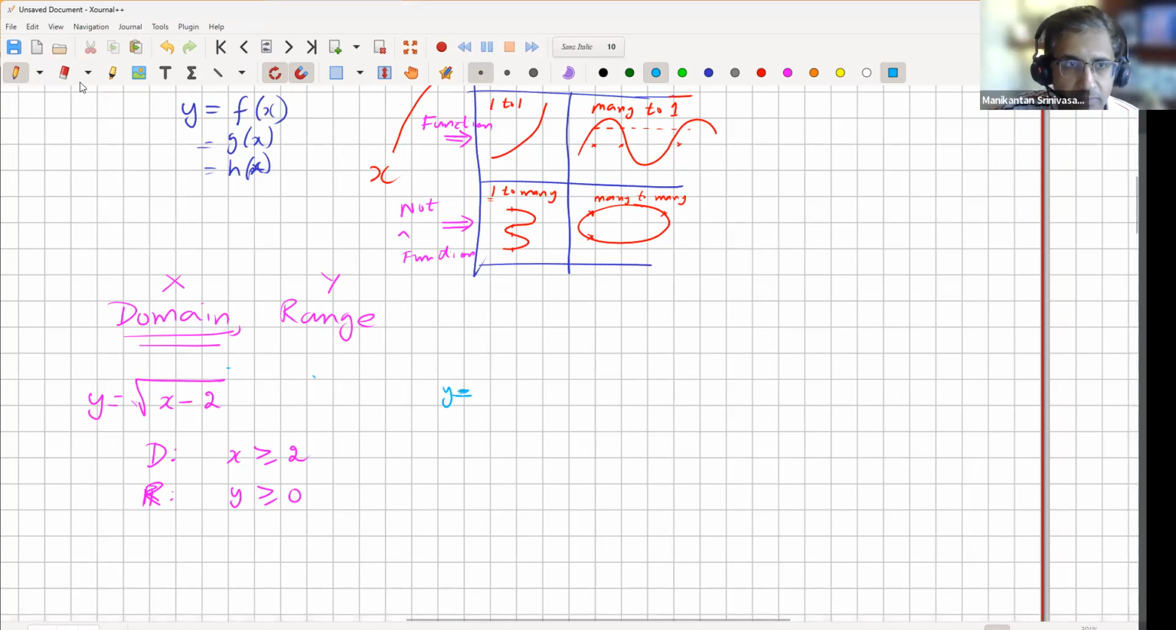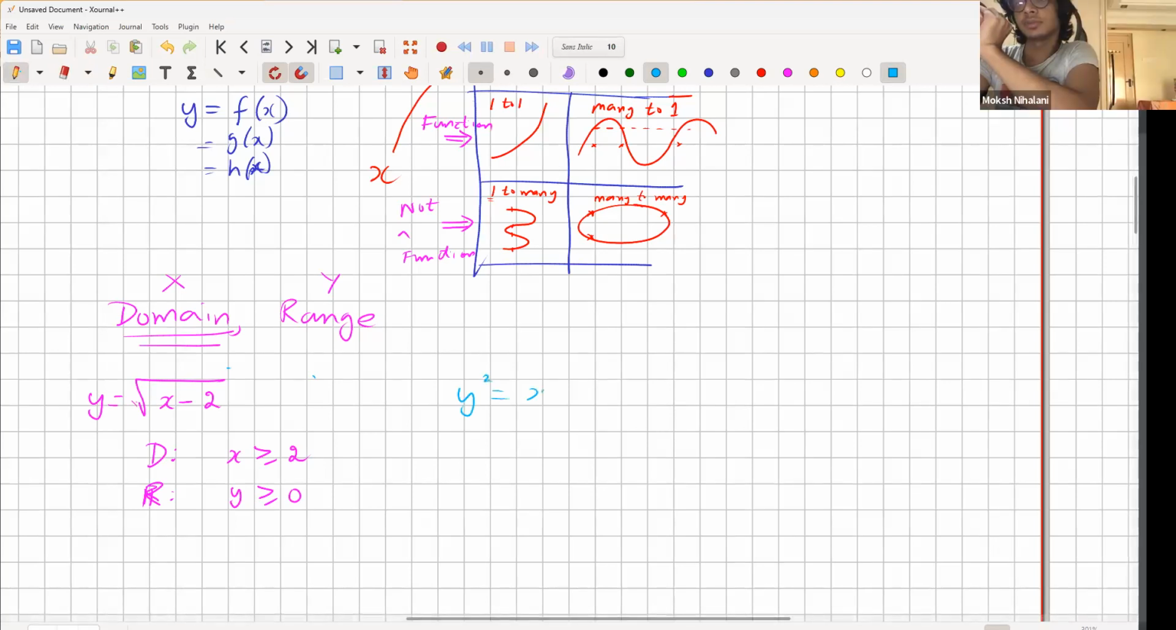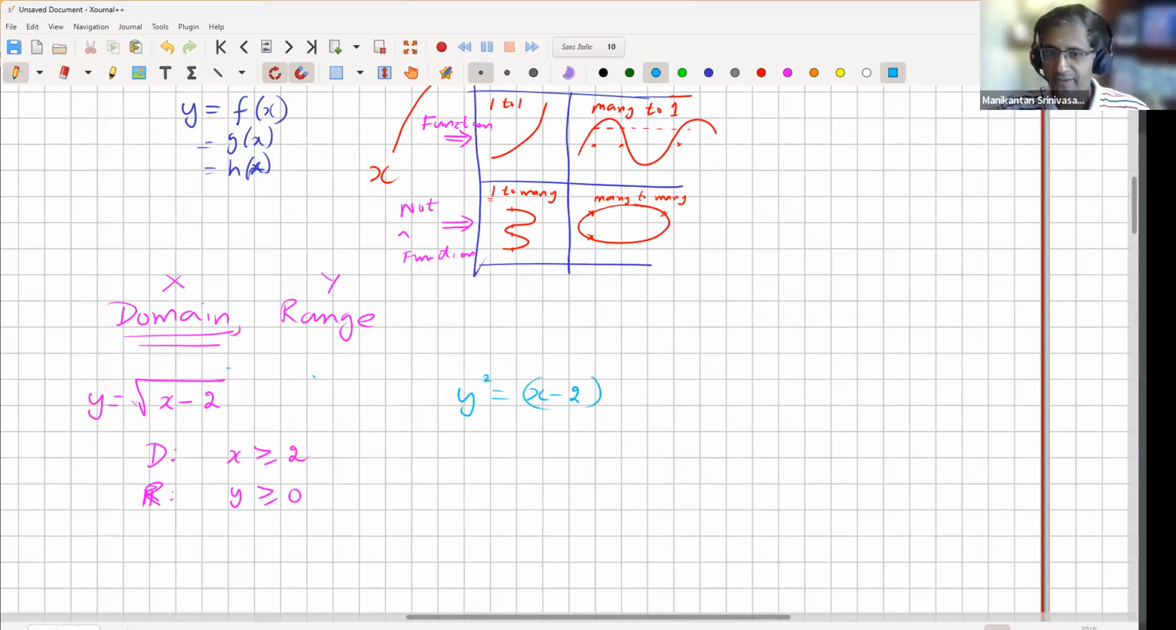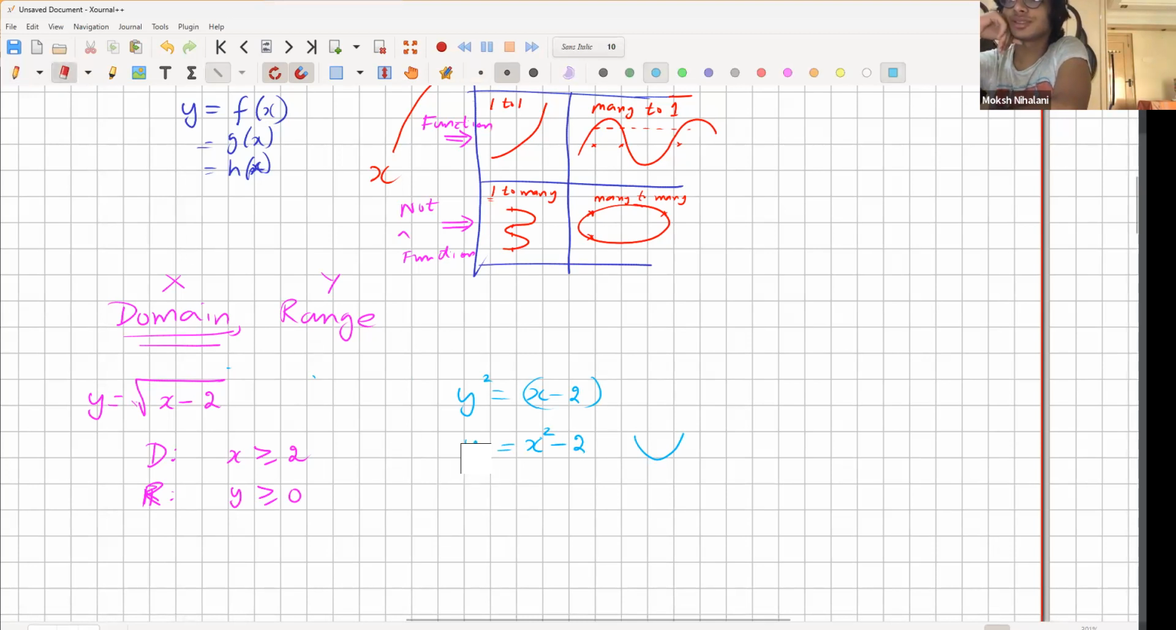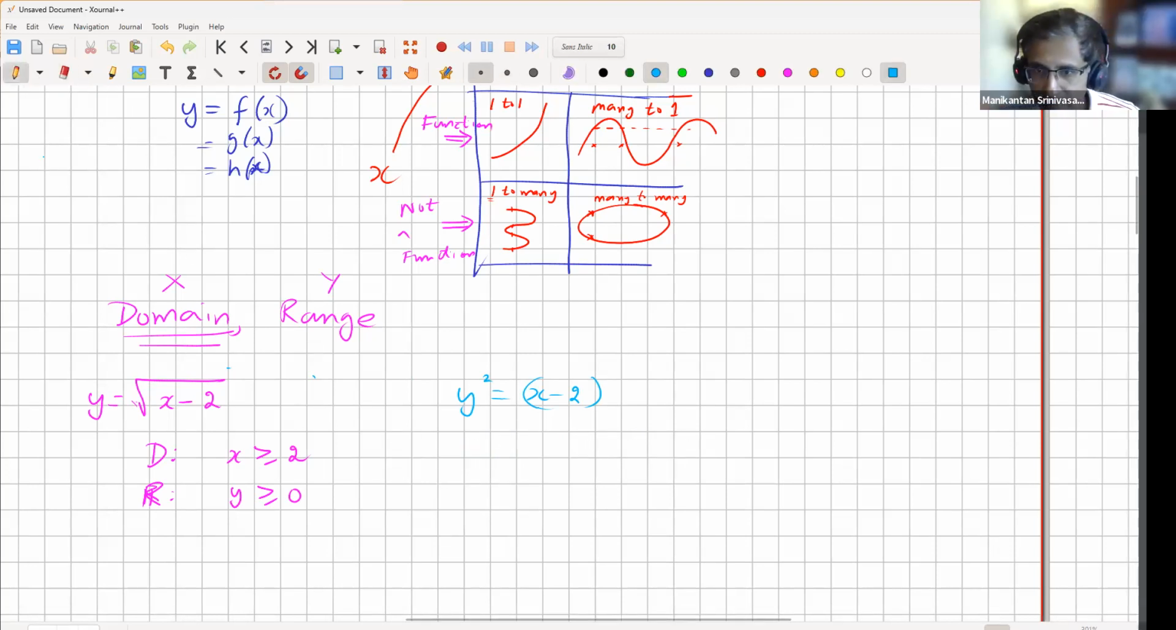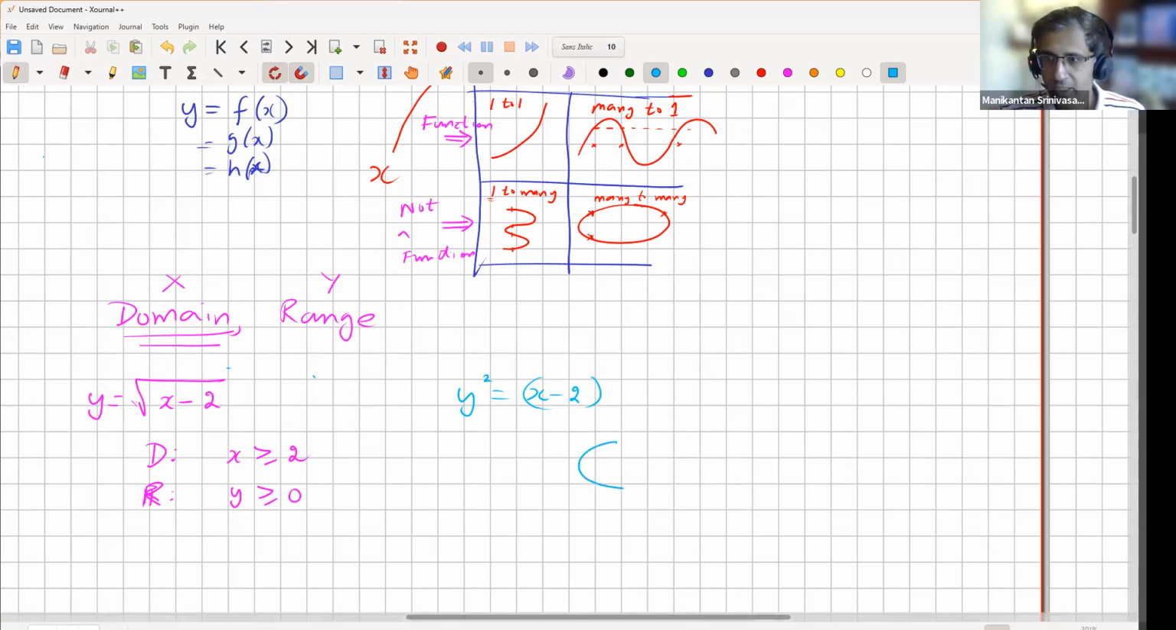So y squared equal to x minus 2. If it were y equal to x squared minus 2, then it's clearly a quadratic, right? Which is going up like this. But now, y squared equals x minus 2, so this will be a horizontal parabola. It'll be something like this, right? It's defined only when x is greater than or equal to 2.